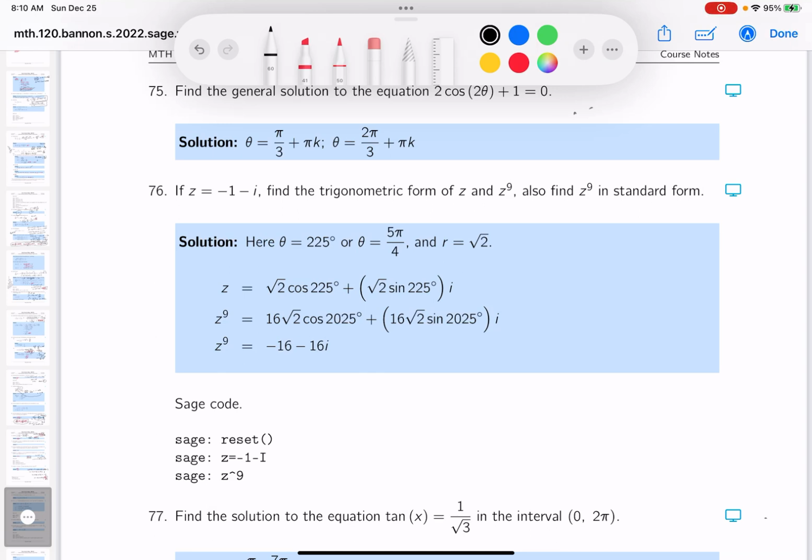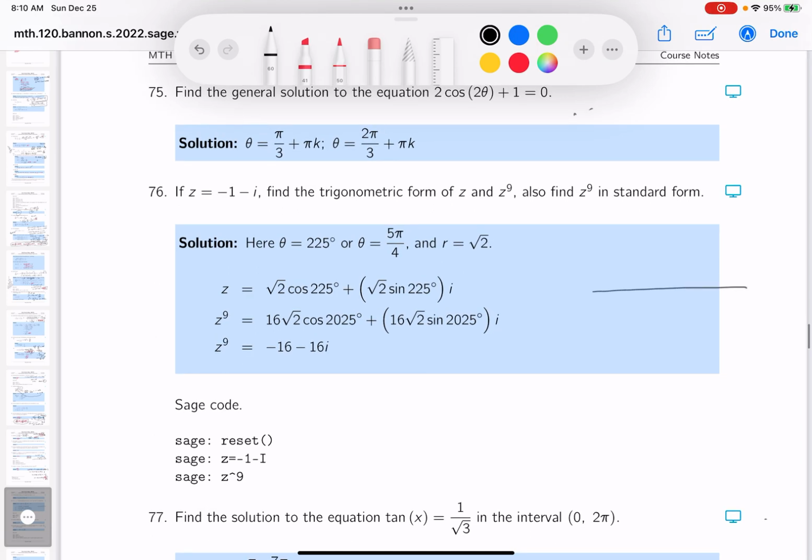Okay, let's try to visualize Z in the complex plane. There's going to be a real part and an imaginary part. I'm looking at (-1, -1), so it's right over here. The angle for that, the reference is 45, so it's going to be, let's see, 180 plus 45 is 225 degrees. And the R for it, or the modulus, is going to be, let's see, root 2.